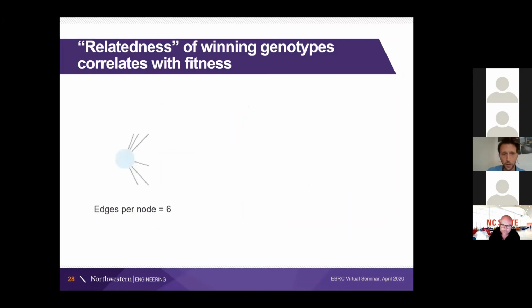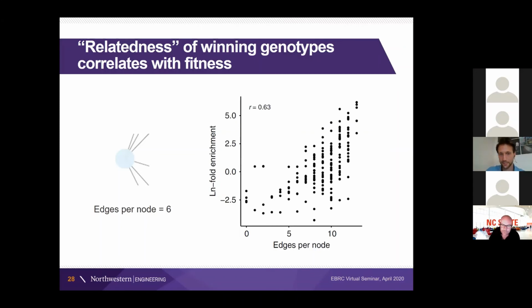Another thing that we noticed: edges per node is a measure of relatedness of a given genotype to other genotypes in the winning population. You can see here, this node, which is this point here, has 6 edges. That means that it is a single point mutation away from 6 other genotypes that are in the winning population. If you graph edges per node against enrichment, or basically fitness, you get a pretty good correlation, in that genotypes which are more related to others in the population are in general more fit. So again, this just hints that our selection is coherent and selecting for a common phenotype.